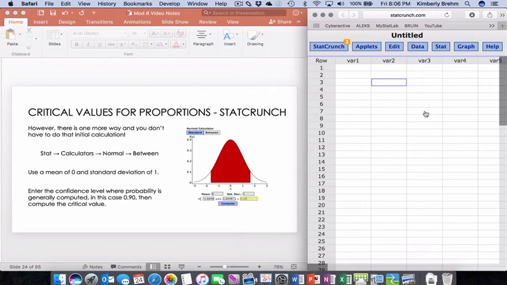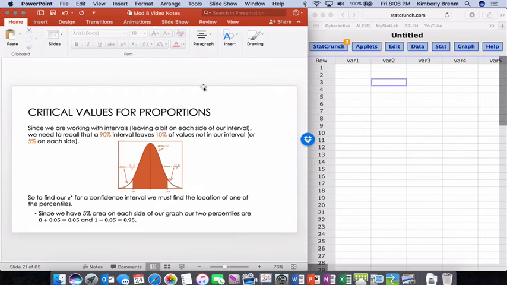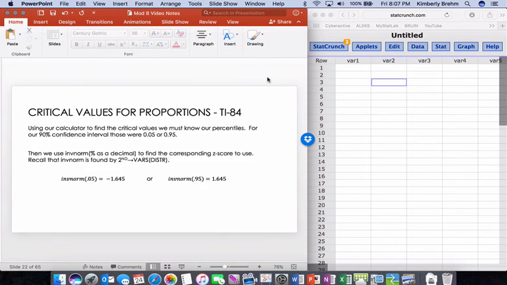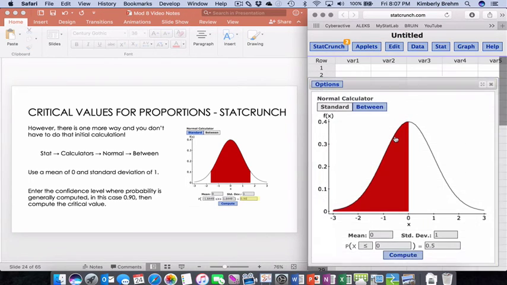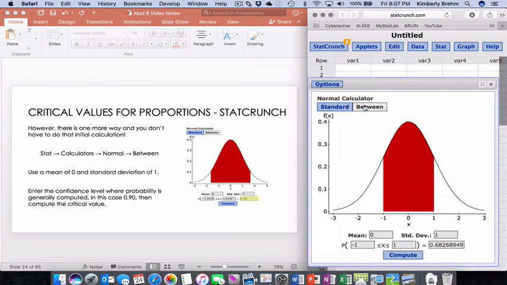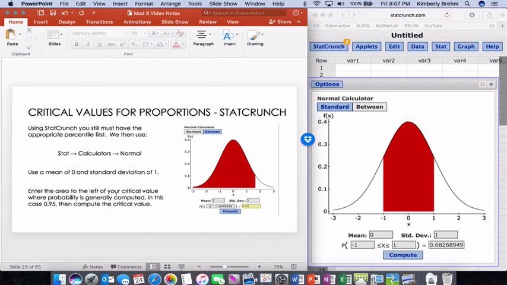I do want to actually show you one last way, and I didn't know this the first time I created this video, so I'm adding this on, and I think this way is far superior to the way that I showed you before. So previously, when we were doing this, we had to do this whole spiel where if it was a 90% interval, I actually had to use 0.95 because that was the value here. So instead, now I don't have to do that if I choose the correct option in StatCrunch. So I'm still going to Stat, Calculators, and Normal just as I did before, but now I'm going to click that between function. So notice previously when I did a 90% interval, I put in 0.95 and got 1.645 if I round to 3 places, which is pretty standard.